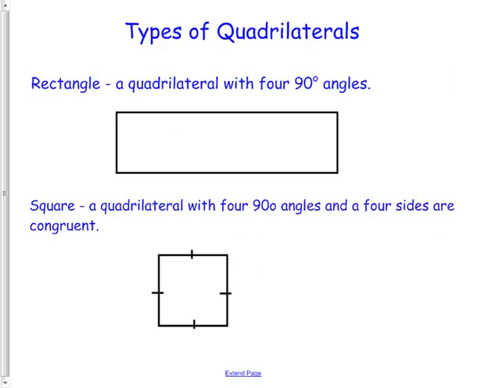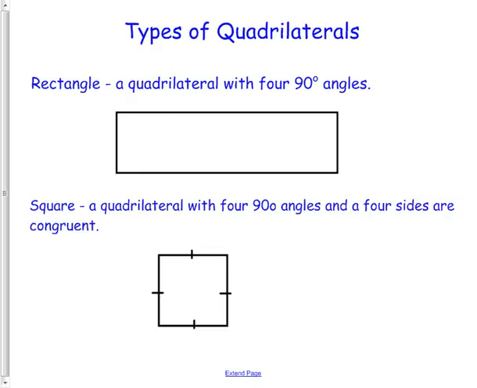Okay, a rectangle. We've learned about these throughout our years. It's a quadrilateral with four 90-degree angles. So this is a 90-degree angle. All four of them are 90-degree angles. And then a square, it's a combination of a rectangle and a rhombus. It's a quadrilateral with four 90-degree angles and four sides that are congruent. So all corners are right angles, and all the sides are the same. And a square is something you learn about in kindergarten.